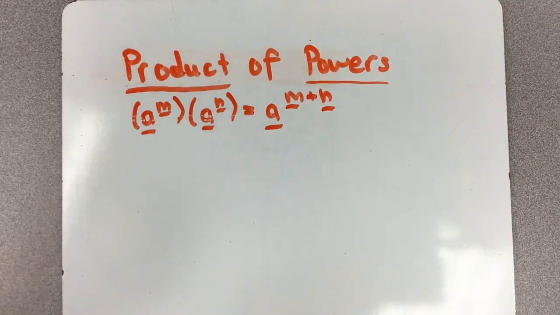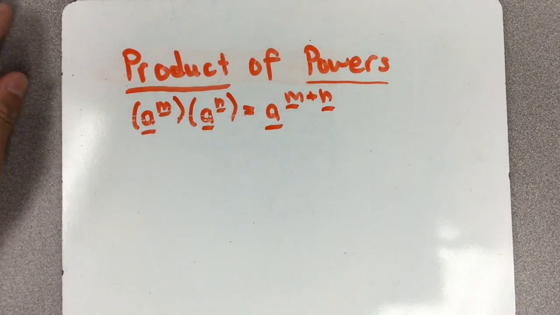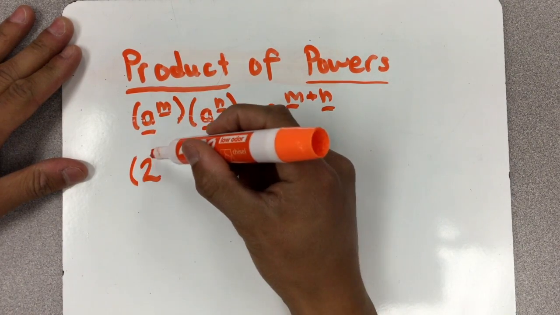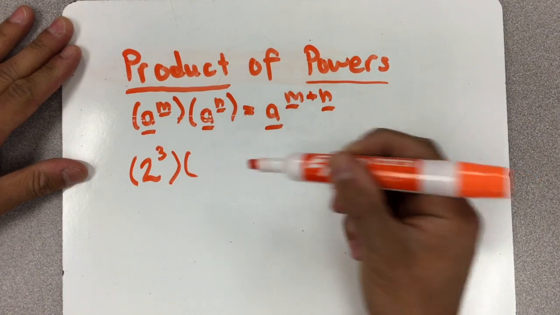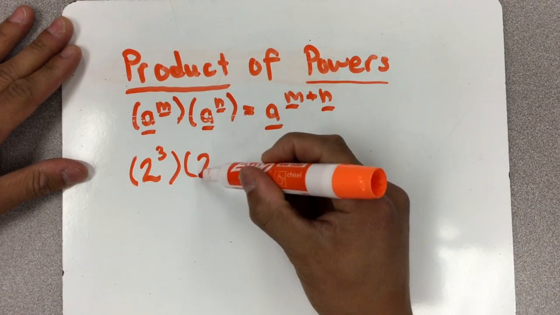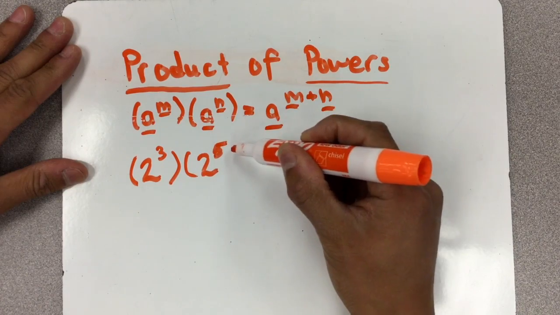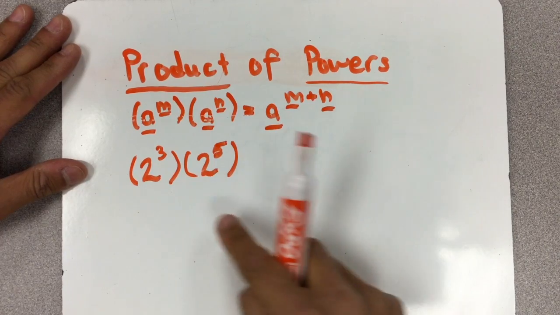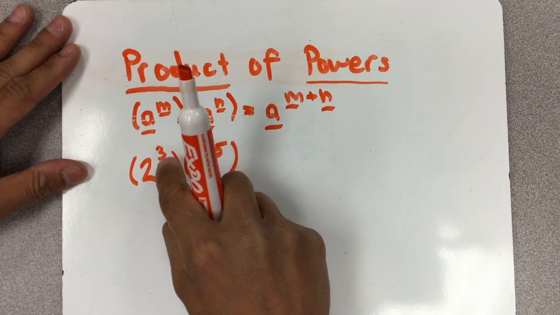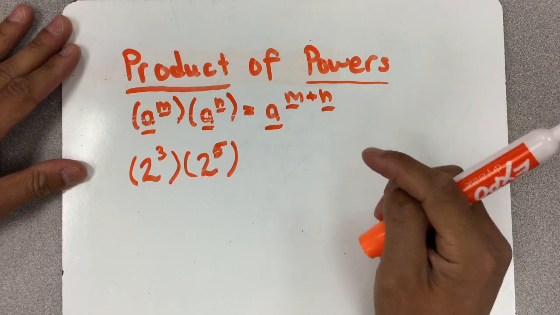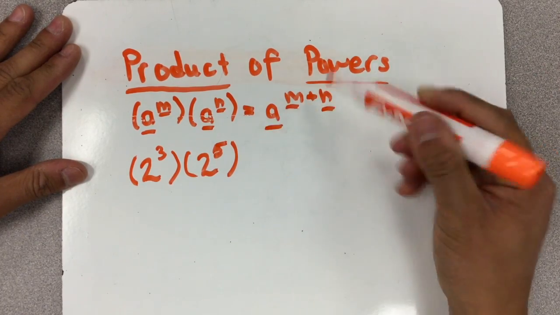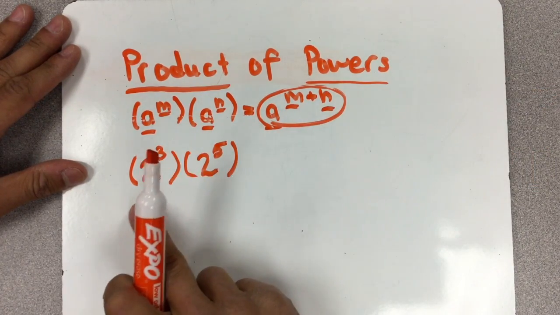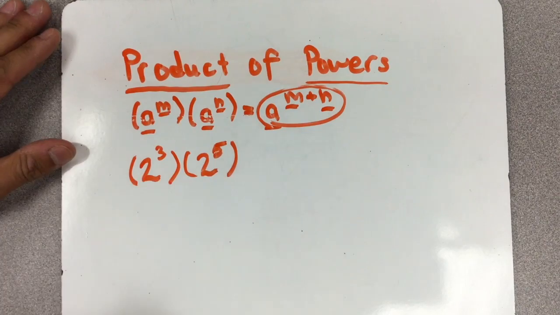So let's look at an actual example involving real numbers here. So if I have 2 to the power of 3, or 2 cubed, and I multiply this by 2 to the power of 5, notice how I have the same bases, both have a base of 2, but I have different exponents. This one has an exponent of 3, here I have an exponent of 5. Now before I get into using this part of the equation, let's just think about what we're actually saying here when we say 2 cubed times 2 to the power of 5.